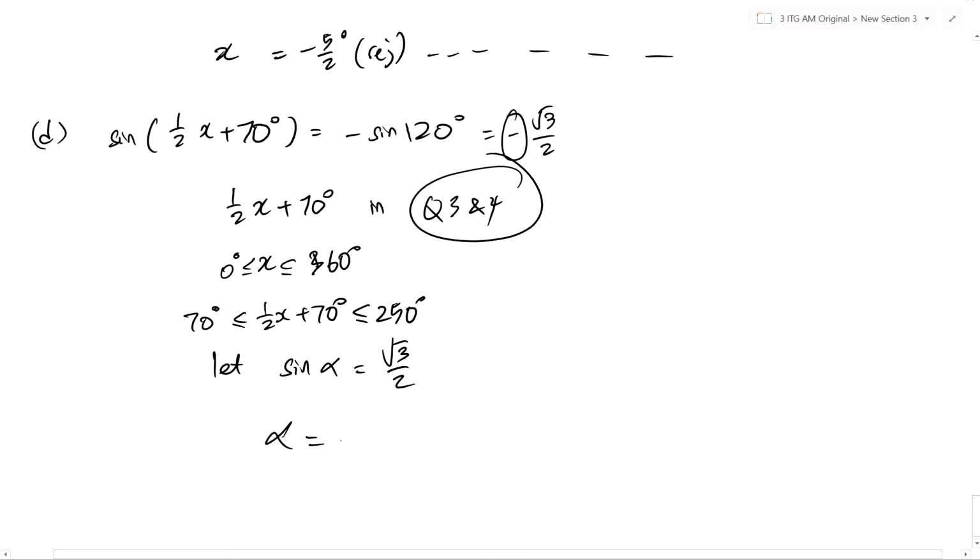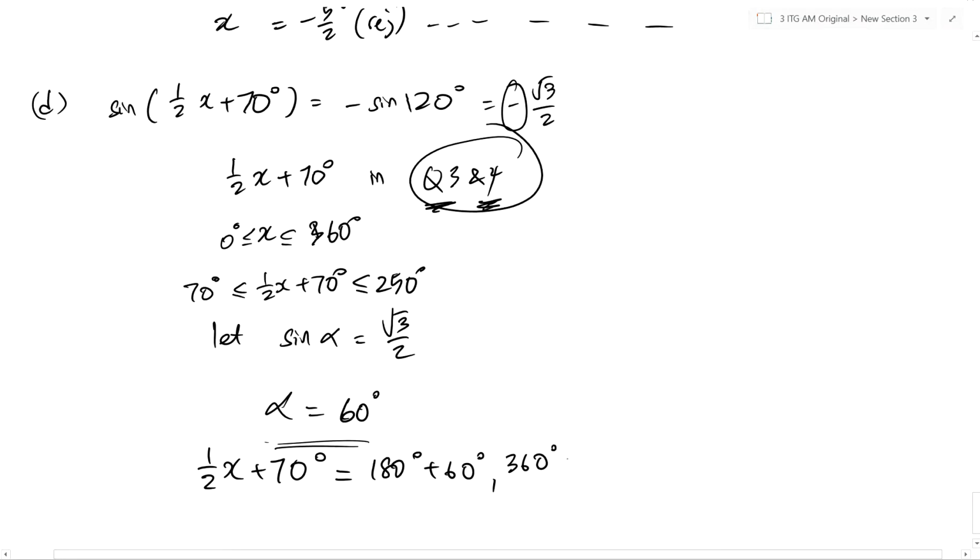So alpha, do you know what is the value of alpha without using a calculator? Yes. How much? 60 degrees. Now, basic angle is alpha. What is then the value of half x plus 70 degrees? If it is in quadrant 3, what is the value? 180 plus 60. In quadrant 4, what is the value? 360 minus 60 degrees.